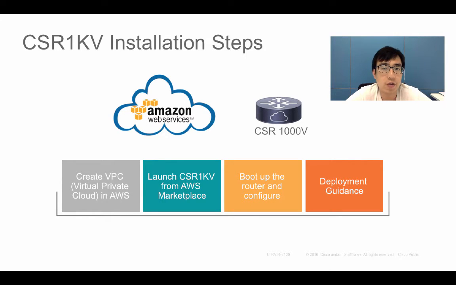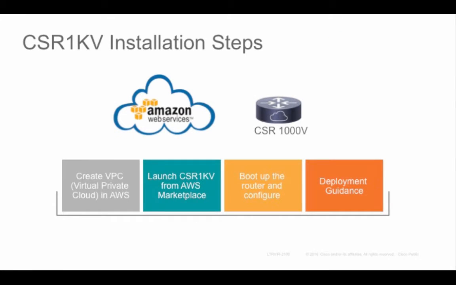I'm the technical marketing engineer for Cisco CSR1000V router. In this 10 minutes video, you will learn how to spin up a CSR in the AWS cloud. CSR is a cloud service router that can run on any hypervisors, including AWS and Azure. It has all the features like ASR1K. I'm going to walk through every step of how to spin up a CSR in the AWS.